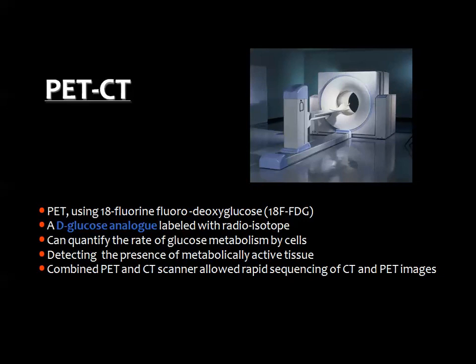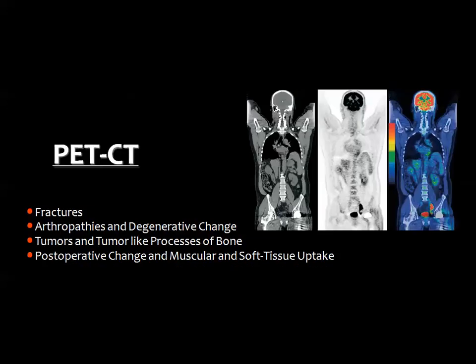This isotope is taken up by metabolically active areas in the human body, whether they are soft tissues or bones. Then this is one of the values of PET CT. It can also show soft tissue abnormality. This is the coronal reconstructed CT image, and this is an image obtained by PET.